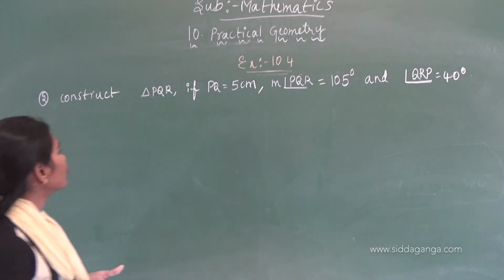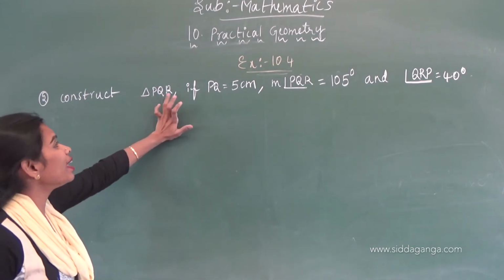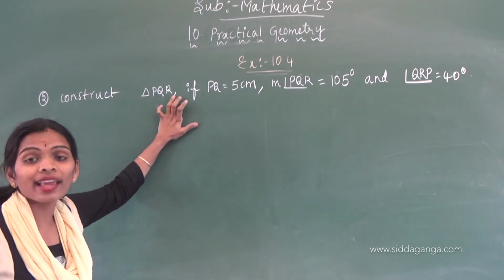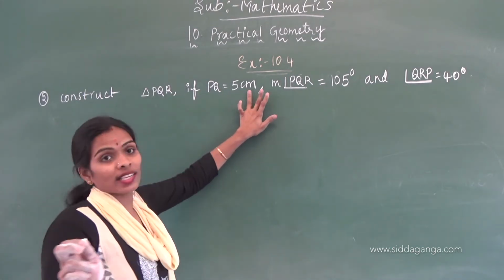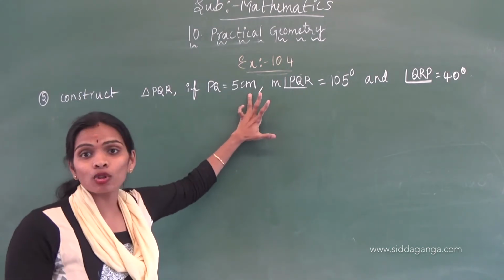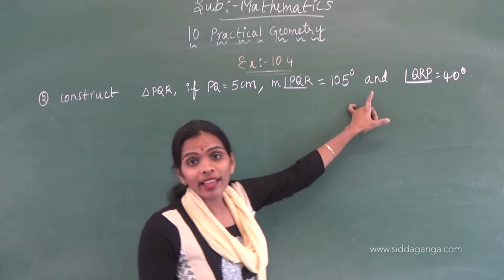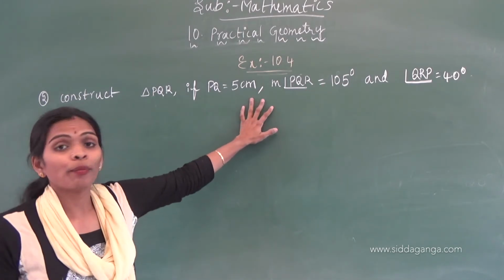Okay, check the question first. Construct triangle PQR. We have to construct a triangle PQR. If PQ equals 5 centimeters, PQ is the base. Correct? Two angles they are giving. That's why I am taking PQ as base.